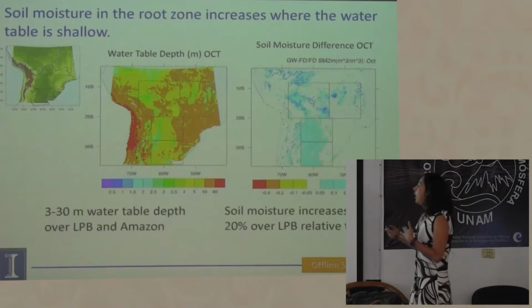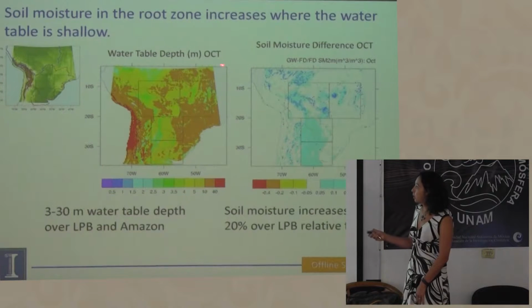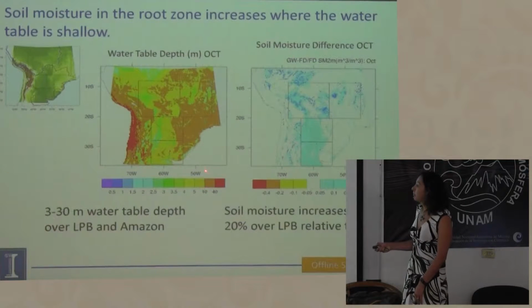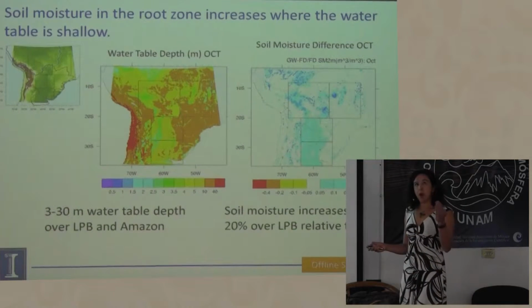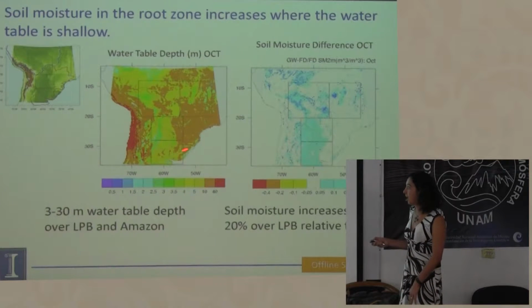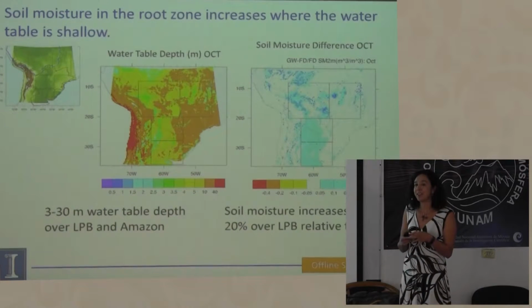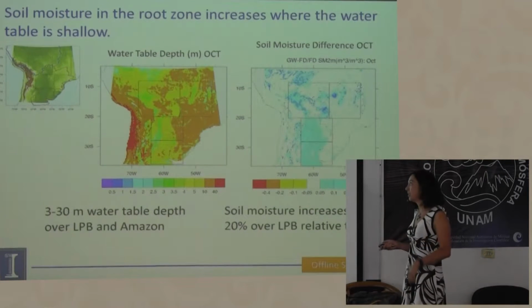Okay, in terms of water depth, this is the map of the October water table depth, with ranges between 3 and 30 meters over the region. We are overestimating the depth with respect to the Fan et al. papers, and this is largely a result of the 20-kilometer grid that we're using. So this is a function of resolution.